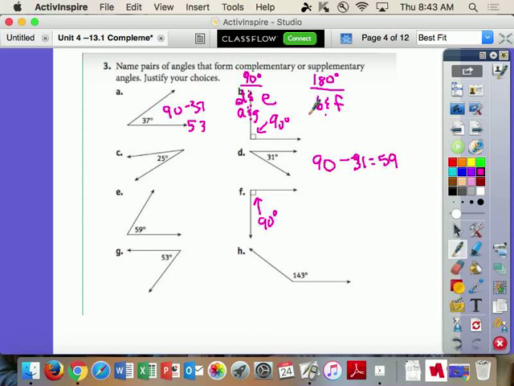All right? And then we're going to do the 180. Looking at this big one. What's 180 minus 143? 37. So that would be A and H. Okay? And those are all the ones that are there. So take a moment, make sure you have all those written down. Move on to the next page.